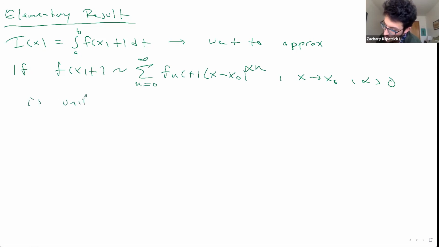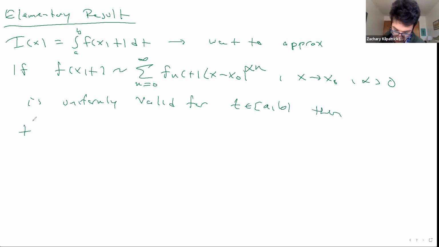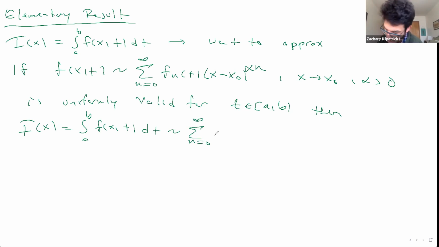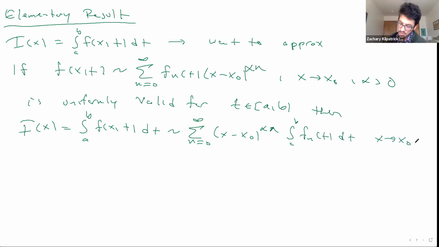And this is uniformly valid for t living in a to b, okay? Then I of x is going to be equal to the integral from a to b, okay, of f of x t dt, which is approximately the sum from n equals 0 up to infinity of (x minus x0) to the alpha n times the integral from a to b of f_n of t dt as x goes to x0, okay?